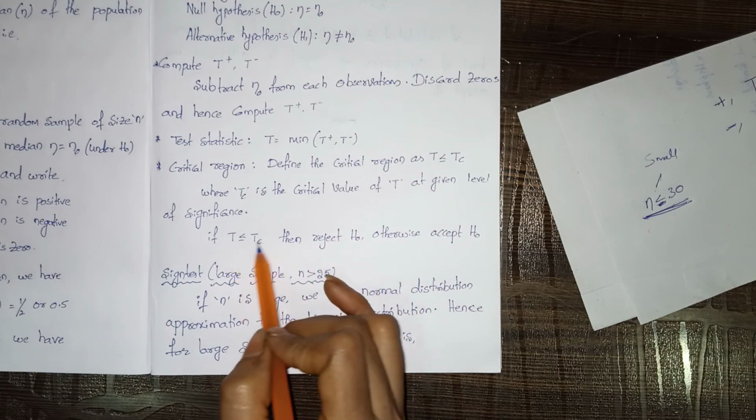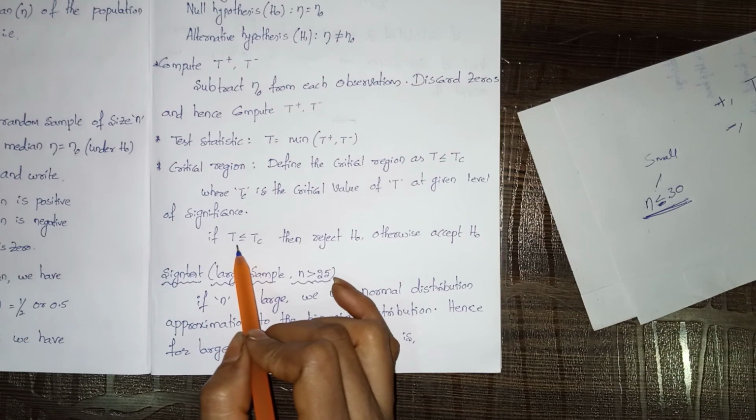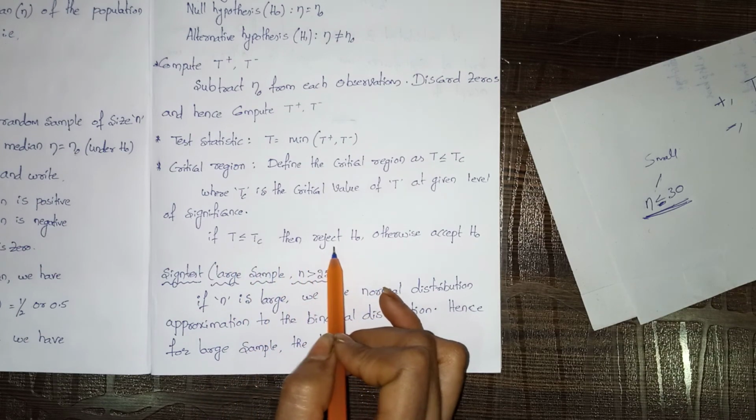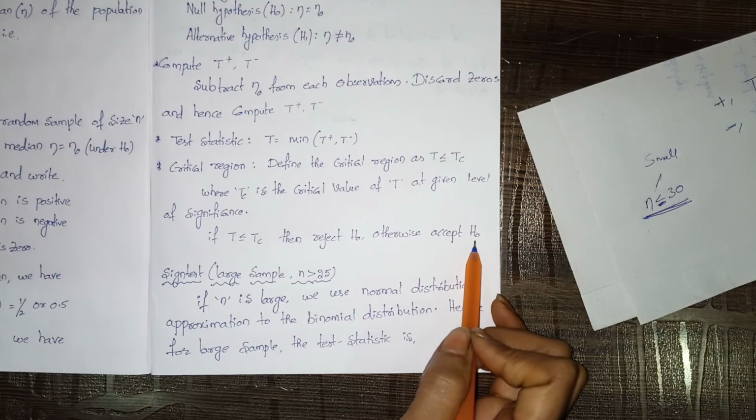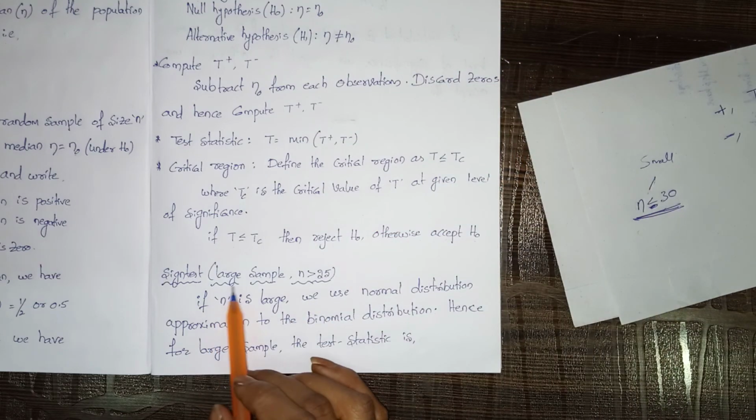So if this statement is true, then we have to reject. Otherwise, we accept the null hypothesis. H0 is nothing but the null hypothesis. So this is about the small sample test. Now we'll see the large sample.